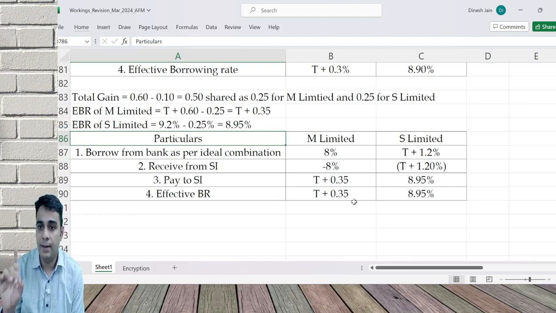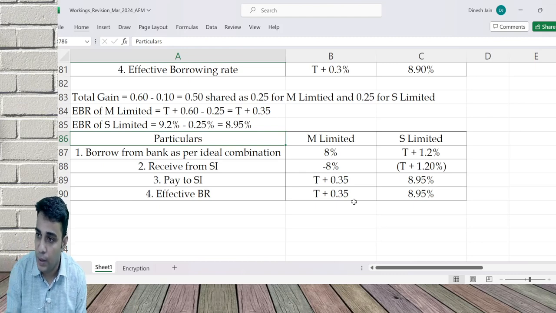I'll repeat again. When you have an intermediary, it becomes simpler. What is the calculation? First, you pay to the bank as per the ideal combination and you will receive that amount from the intermediary. What do you pay to the intermediary? You pay your effective rate.